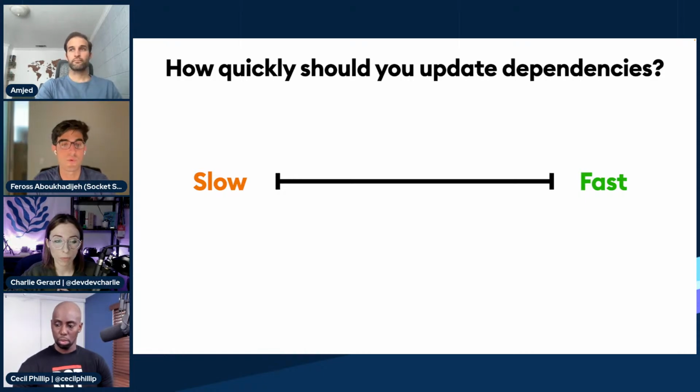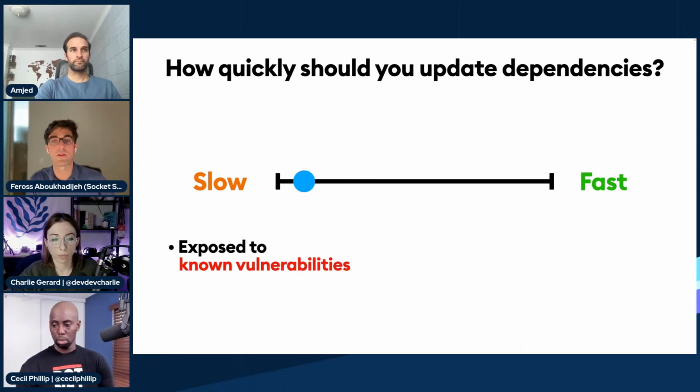A lot of teams struggle with this question. As we've started to take security more seriously, people tend to update more often to avoid known vulnerabilities. And so we've gone from a world of slow updates, which expose us to known vulnerabilities, to a world where we update a lot faster.